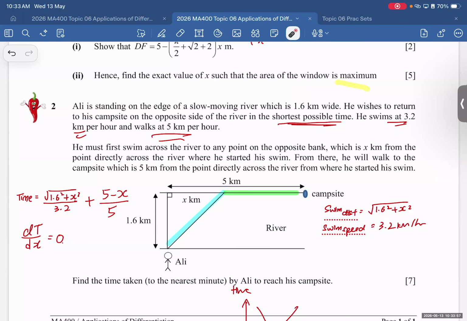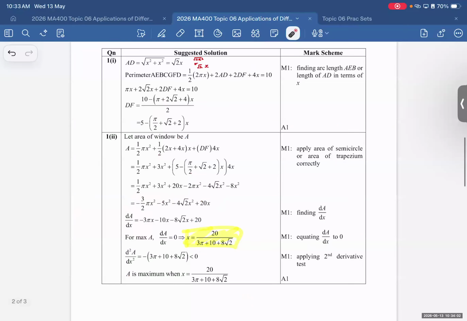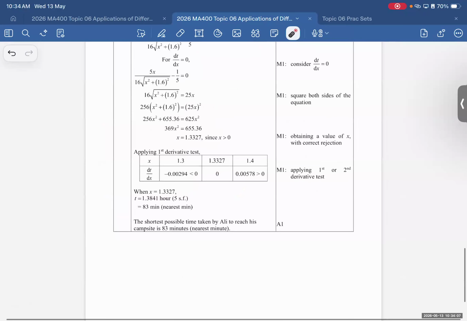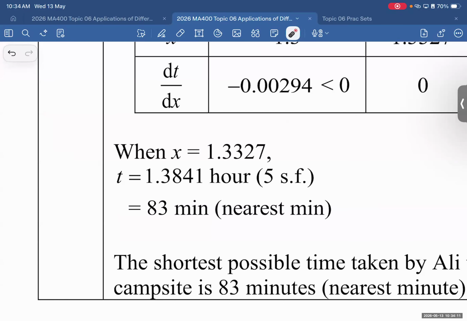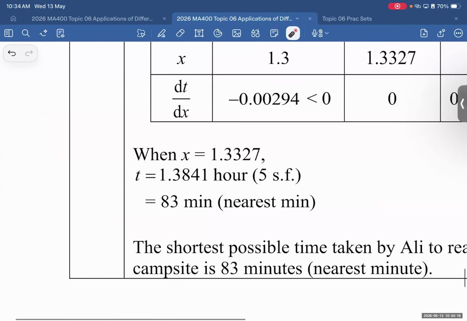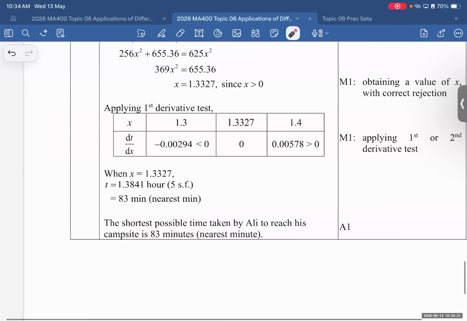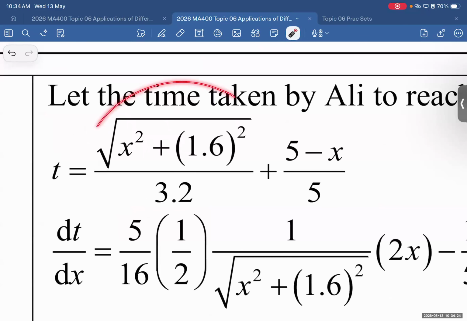Okay, to 5 significant figures, it should be 83 minutes. I think it's correct. 1.3841. So it's about 83 minutes. This part is the swim. This is the walk. This one is done. Okay, but it's okay. You're going to do more than that.